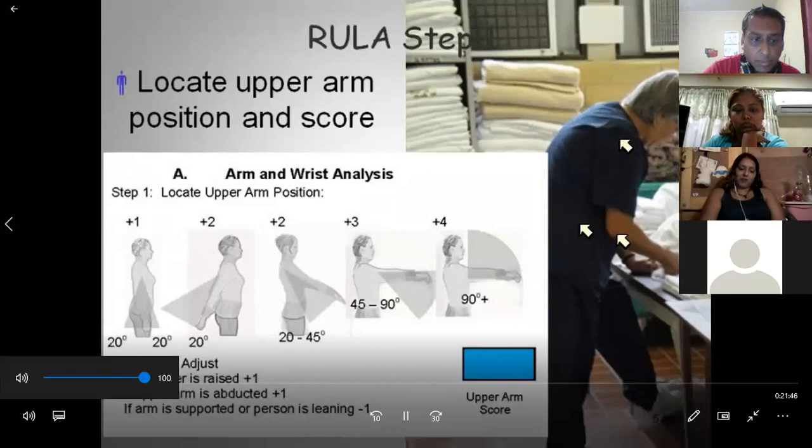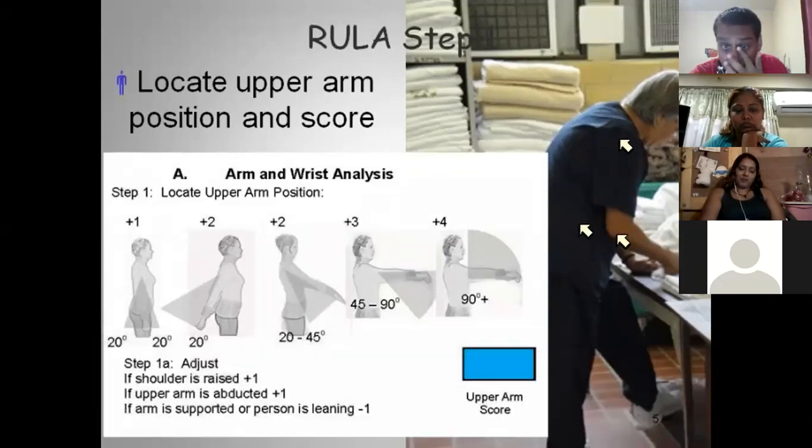Now just try to concentrate on the upper arm only and score it as you would. Then you can add extra if the shoulder is raised or the arm is adducted.